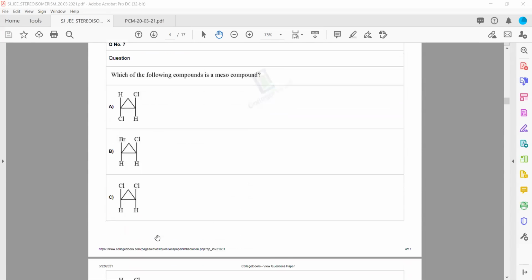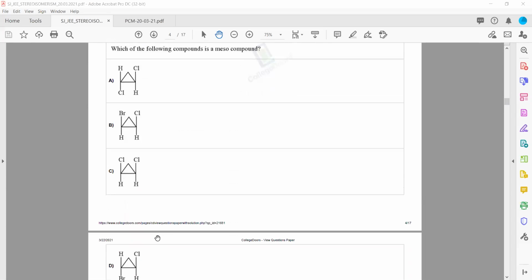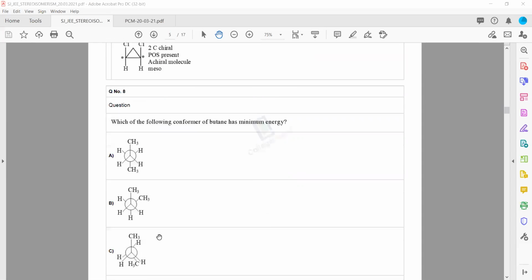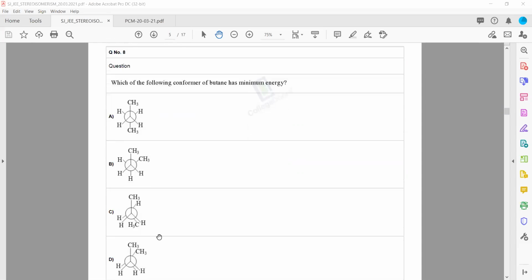Next, which of the following is a meso compound? What will you observe in this? Symmetry. So the answer is C, option C. Which of the following conformers of butane has minimum energy? Minimum energy, maximum stability, and for n-butane, the most stable conformation is the staggered one.